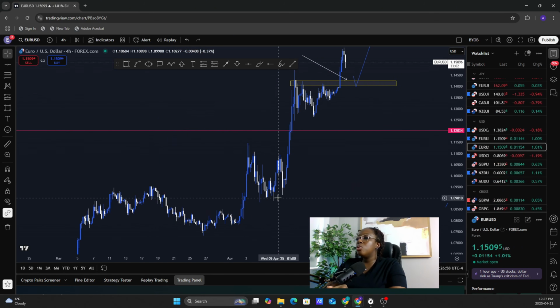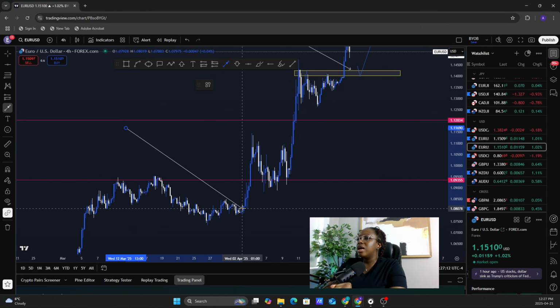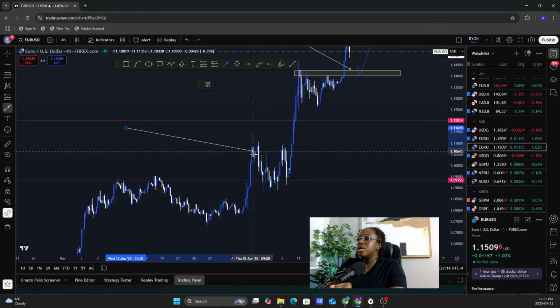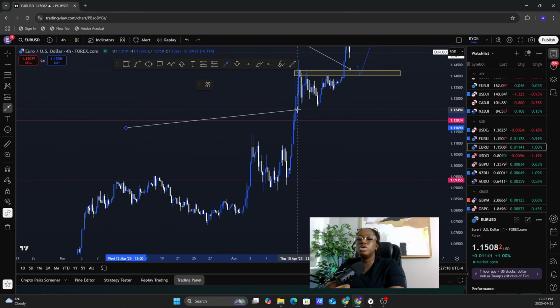So let me just go to the past on this particular pair. If we get the horizontal tool like I just explained, you would see that we have a couple of touches in this particular zone, right? We have a touch here, and then price basically made an impulse and then a retracement, and then it played out a bit before it continued to the upside.